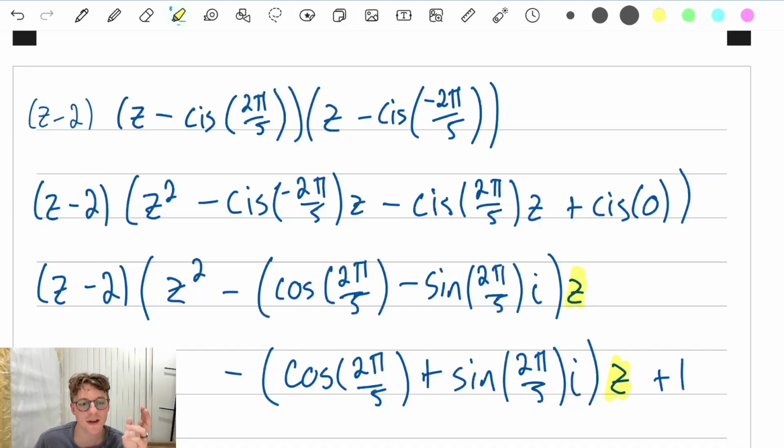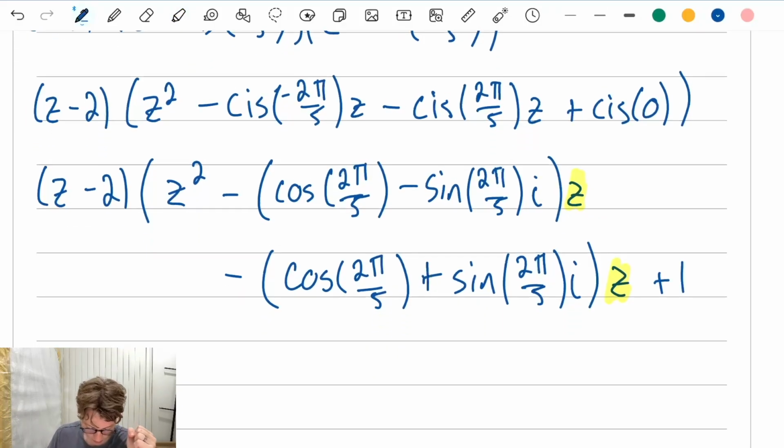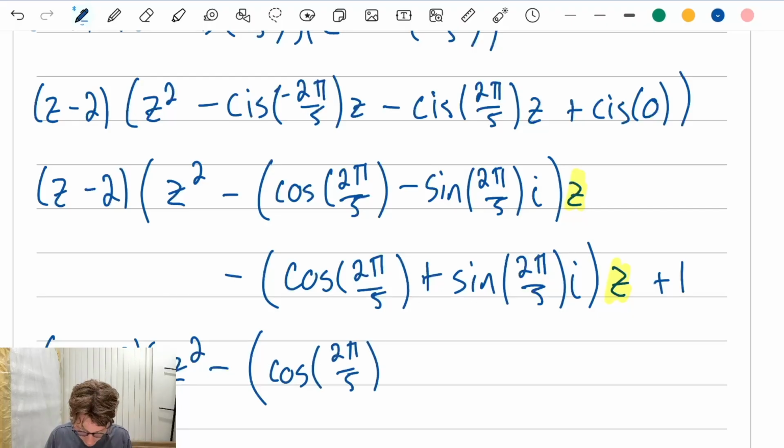Because z is a common factor to both, I can put all of them in just one big bracket. I can take z out as a common factor overall, and I wind up with z minus 2 outside of z squared, and this big bracket where I have this minus sign out the front, right? Big bracket, I get cosine 2 pi over 5 minus sine 2 pi over 5 i.